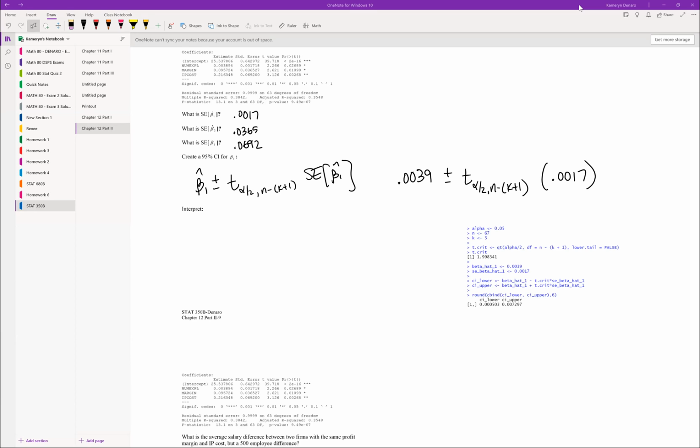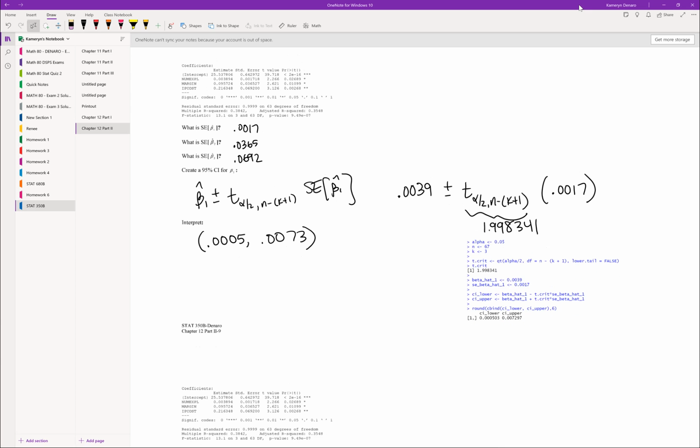So using R, if I set alpha equals 0.05 for my 95% confidence interval, I have n equals 67 people in my data set, k equals 3. My degrees of freedom in this case would be n minus k plus 1, which gives me 63 degrees of freedom. I can get my t value to use for my confidence interval, which will be 1.998341. My standard error from the output above is 0.0017. So the confidence interval goes from 0.0005 up to 0.0073.